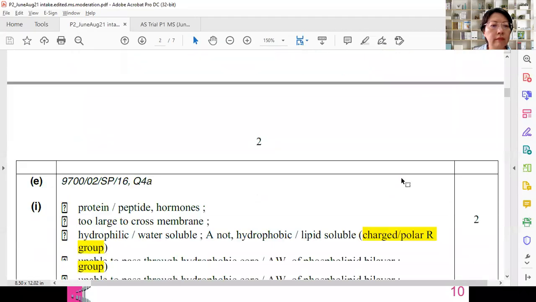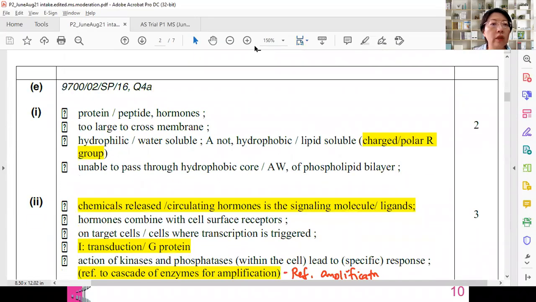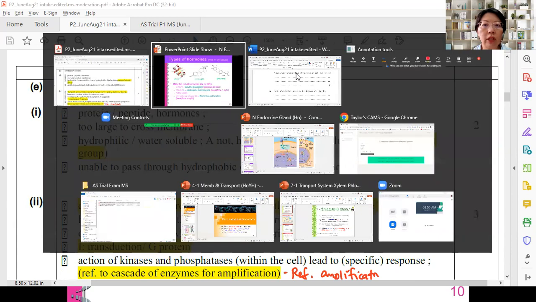So it is too large to cross through the membrane. Or it is hydrophilic, so it cannot pass through the hydrophobic part of the membrane. Okay, so it is hydrophilic. Okay, next question.